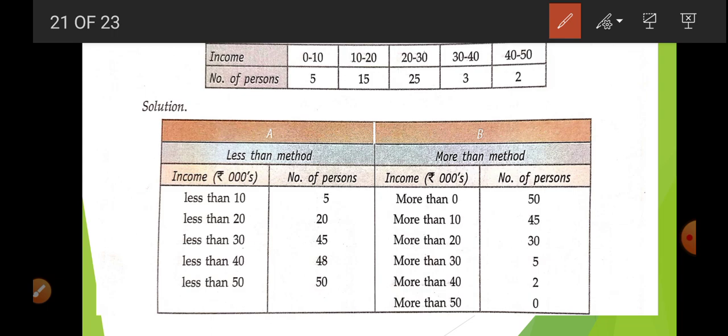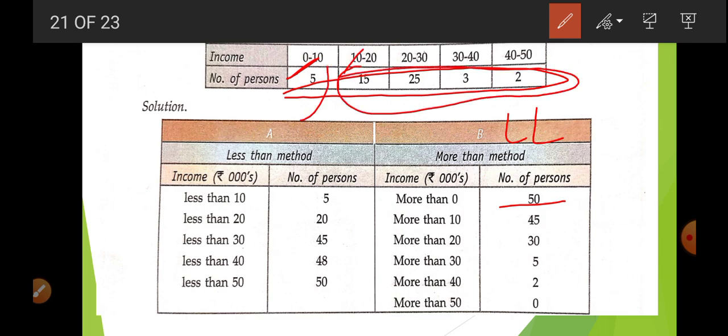Now we are going to talk about more than, which starts with the lower limit. So how many get more than 0? All of them, so we are going to add all, that is 50. Now more than 10, except this one all of them get more than 10, so 50 minus 5. Next more than 20, we are going to add 25 plus 3 plus 2, otherwise we are going to subtract 15.